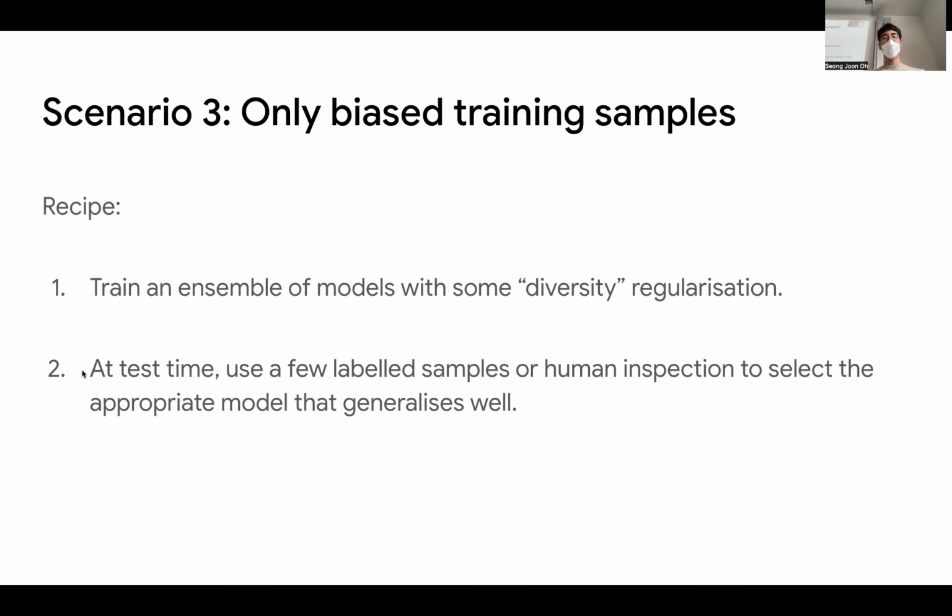And then at test time, you use a few labeled samples, or you can also use a bit of human inspection if that costs less annotation time. And then we can select the appropriate model that generalizes well in that case.